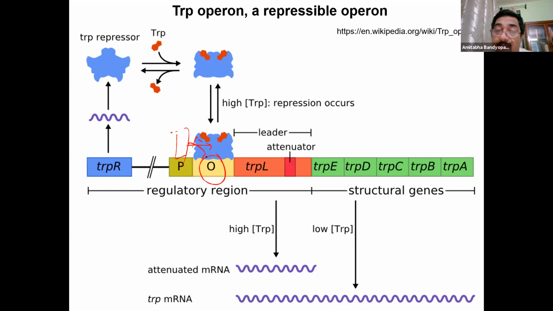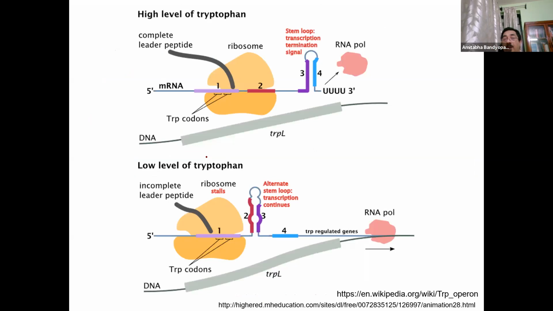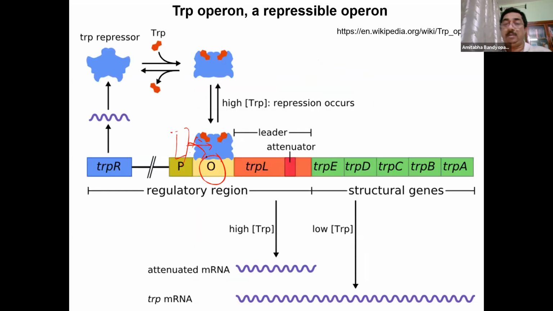Now, for tryptophan, just having this operator is not good enough. There is another level of regulation which makes it even more tight. If there is high tryptophan, there will be absolutely no synthesis, transcription, or translation of the tryptophan biosynthetic enzymes. And if there is low tryptophan, then they will be produced in an abundant manner. That mechanism is imparted by what is called a leader sequence, the tryptophan leader. Okay. And within that, there is a specialized DNA element called the attenuator.